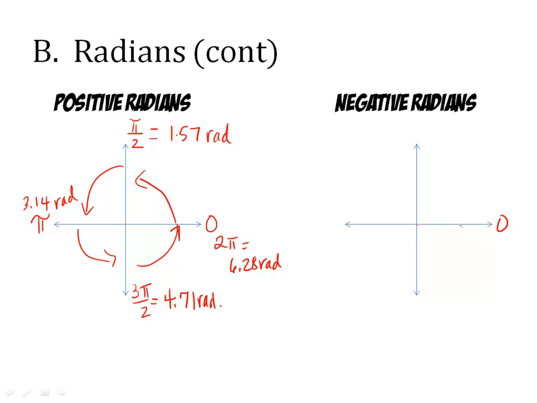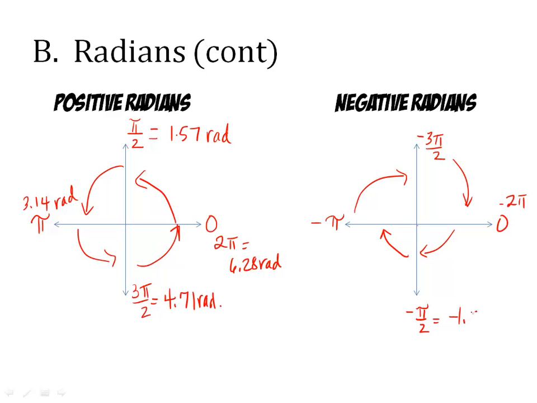We know this is 0. If I go in the negative direction, I'm going to end up at pi, but this time it's negative pi, which means right in between it is negative pi over 2. If I continue on another half a pi, that gives me 3 pi over 2. Negative 3 pi over 2. And then I have negative 2 pi. All right, same values, just negative.